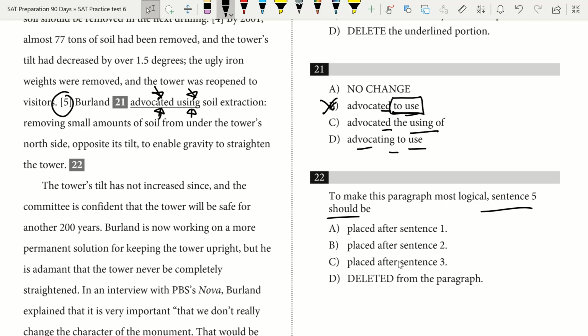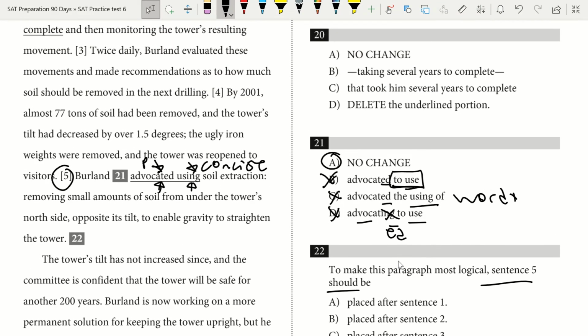C, advocated the using of, that's wordy. We wouldn't say it because it's wordy. It's also not idiomatic. D, advocating to use, once again, wordy and not idiomatic. Also, it's advocated because it needs to be past tense. So the correct answer for 21 is going to be A, right? We need the past tense advocated, and then using is the most concise way to say this. Also, it's idiomatic. So 21, the correct answer there is A.